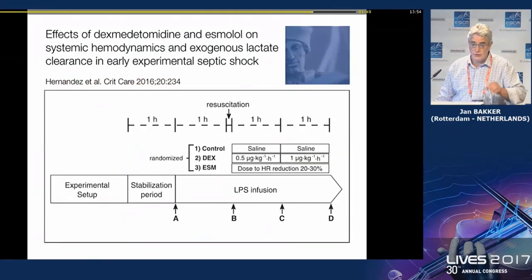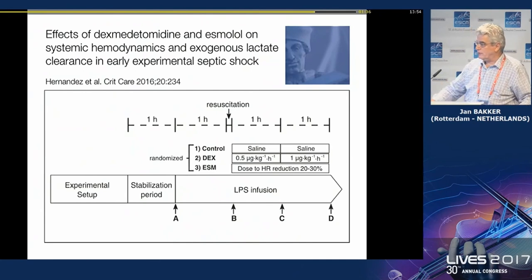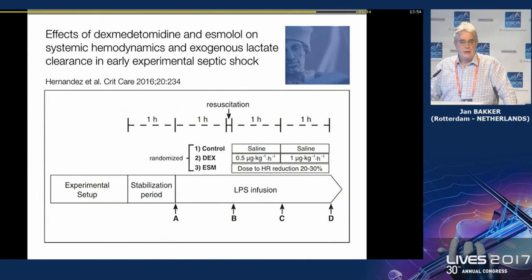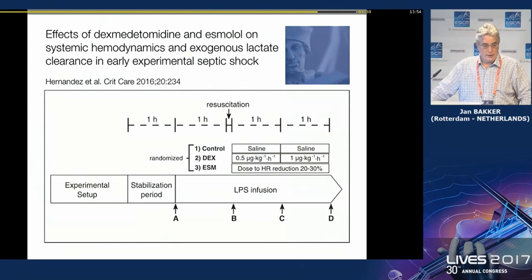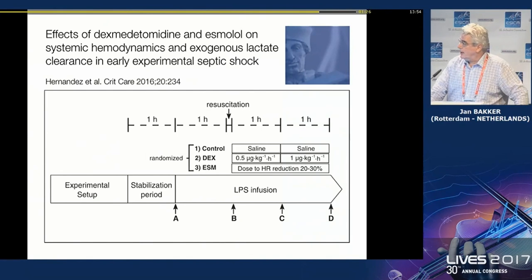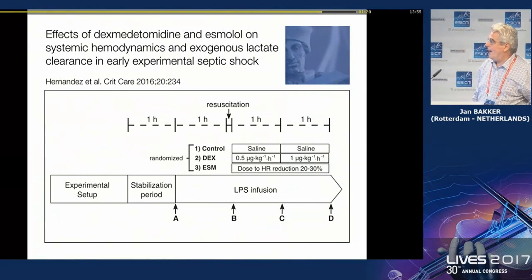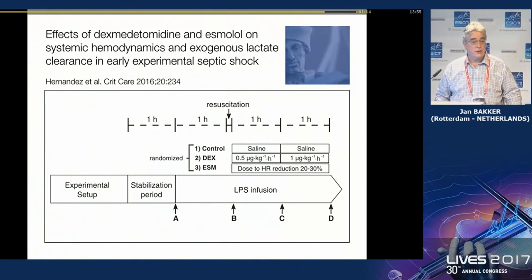Now, we were interested in the hemodynamics of dexmedetomidine because it has this, let's say, suppression of your sympathetic nervous system that can have beneficial effects as well in more severe conditions, like severe septic shock. And so we did an animal model. And the animal model was severe septic shock with endotoxin in sheep.